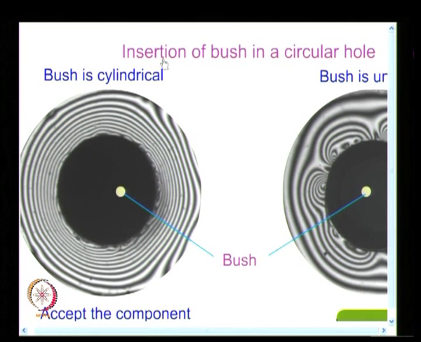I have inserted a bush in a circular hole, it should behave like a Lamy's problem, concentric circles I should get, but instead I get a fringe pattern like this, and in this case the deviation is quite obvious. It is very striking. I can quickly say something has gone wrong. If the variations are very subtle, then I cannot make a judgment.